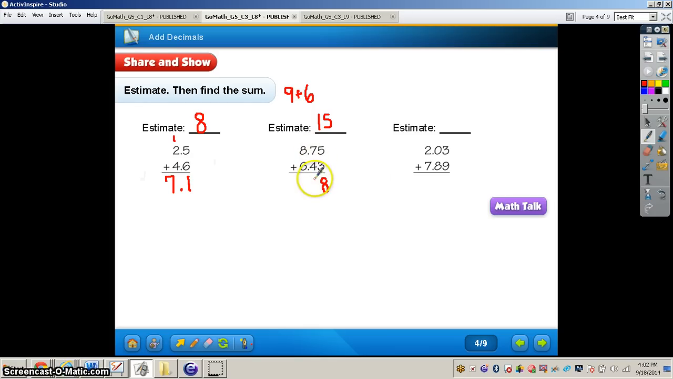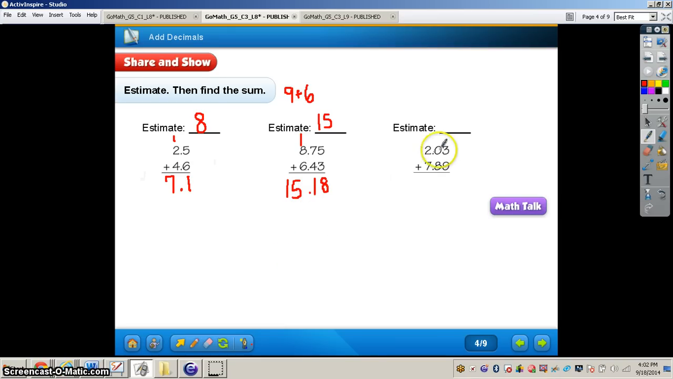7/10 plus 4/10 gives us 11/10. Put my 1 here. Put your decimal point. Carry the 1 over. 1 plus 8 gives me 9. Plus 6 gives us 15, for a total of 15 and 18/100ths.